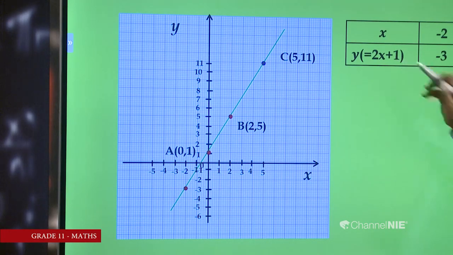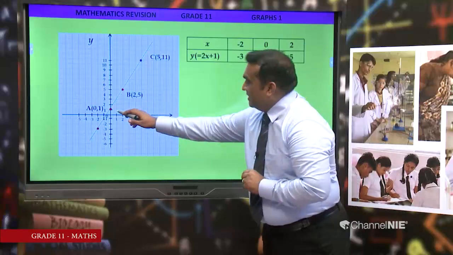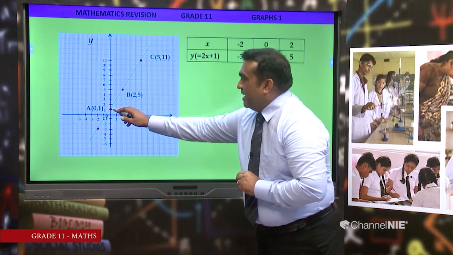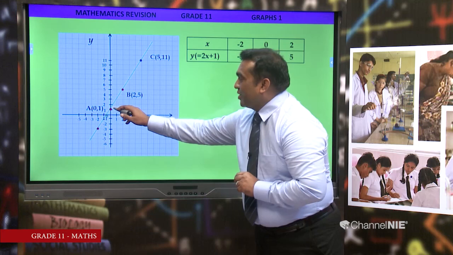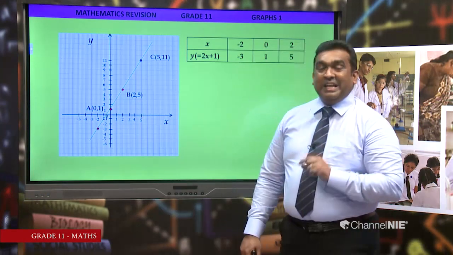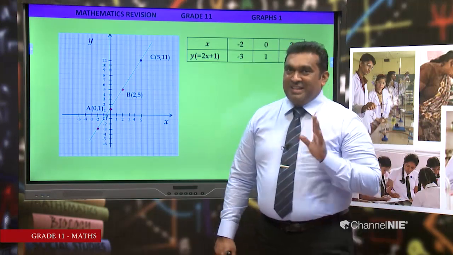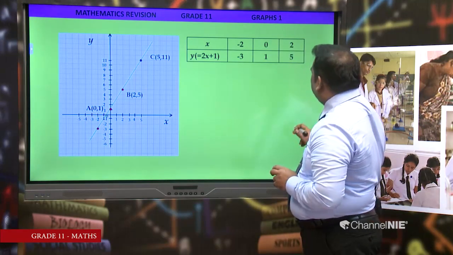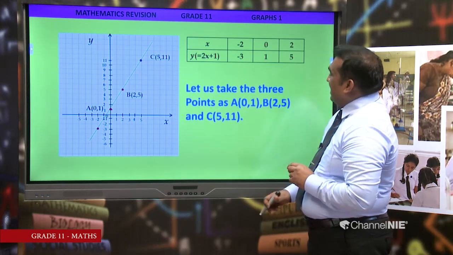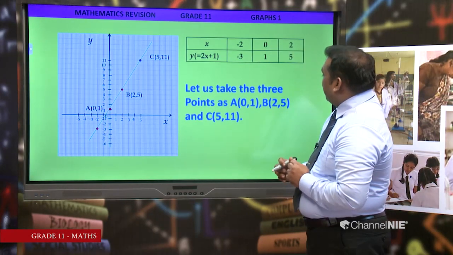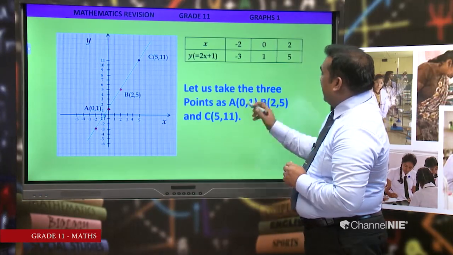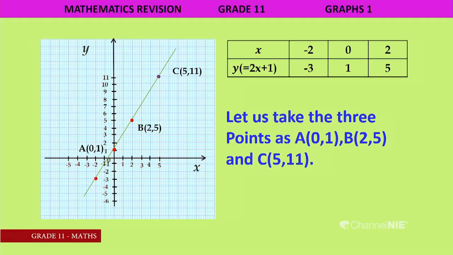Here the gradient is 2, the intercept is 1, right? This is the intercept. The y coordinate of this intersected point is the intercept. Understood it? Right. Then let us take the 3 points as A, B, C, right? We consider 3 points using the equation.